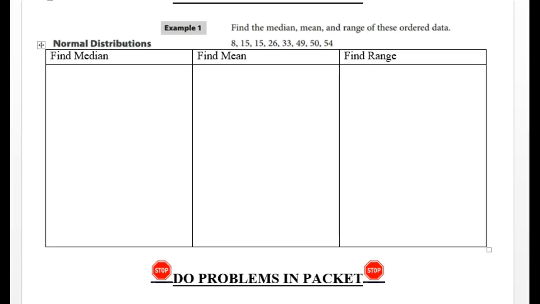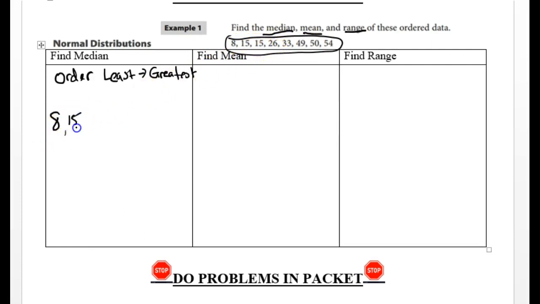For measures of center and spread, example 1, going over how to find median, mean, and range for your data. In this case, we'll be using these numbers here. Just so you know how to find the median, we're going to order our numbers from least to greatest. So let's take some time to do that. As I'm looking here, I see 8 is going to be first, 15 and 15. It kind of looks like they put this in order for us, which is kind of nice. But let's say they hadn't done that for us.